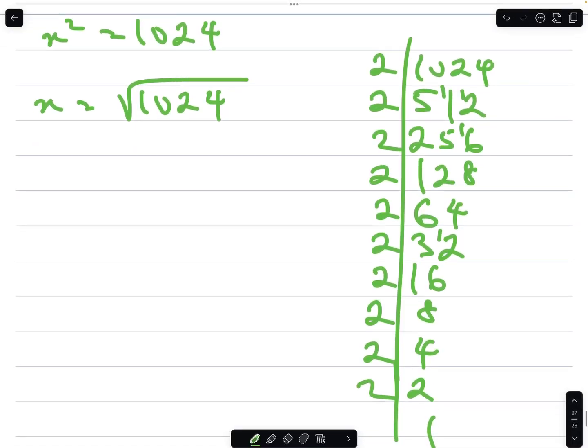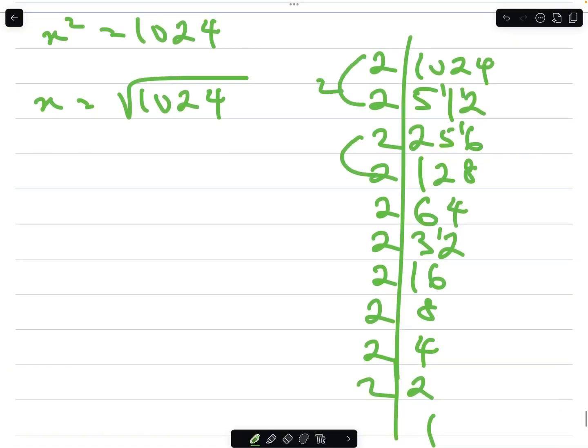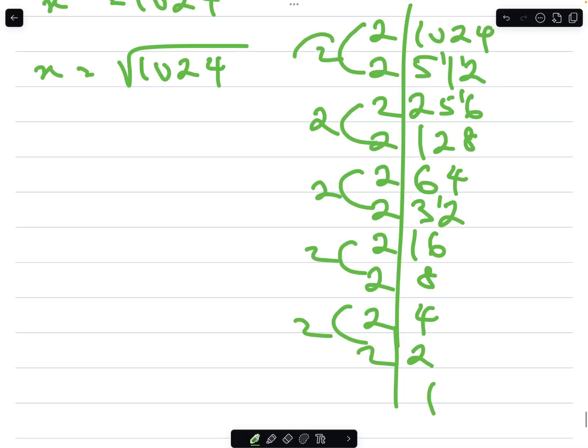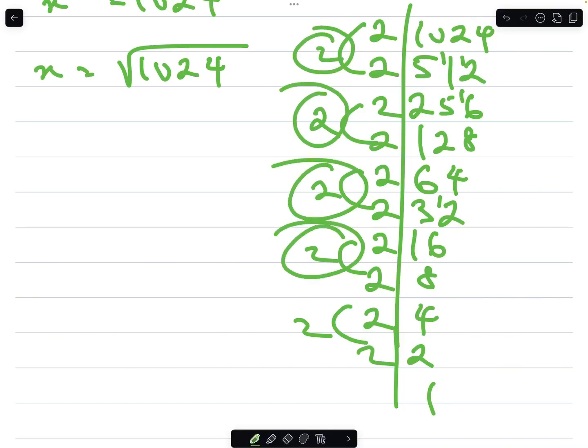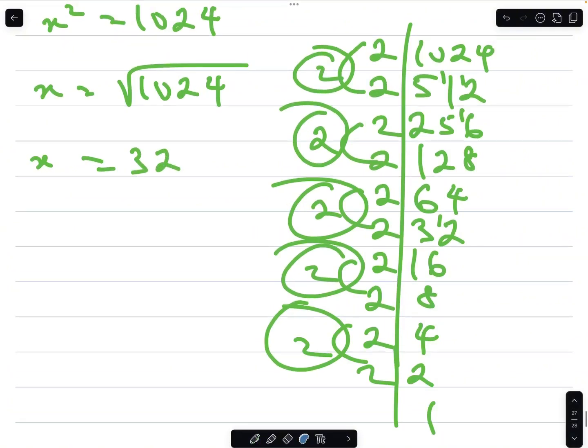For the square root, you pick one of the two that are the same. Exactly. So what's the answer? 2 times 2, 4. 4 times 2, 8. 8 times 2, 16. 16 times 2, 32. So x equals what? 32. Do you understand? Yes. Are you sure? Yes, I understand that.